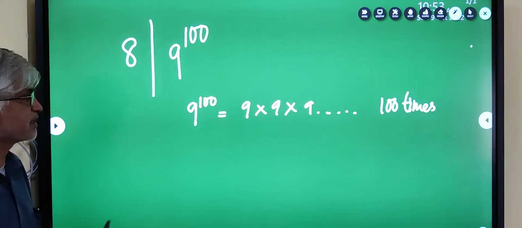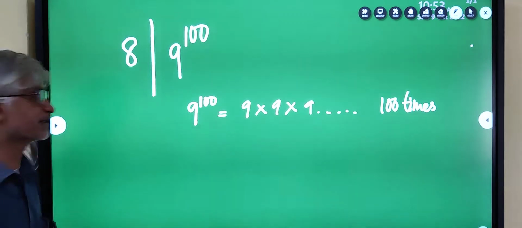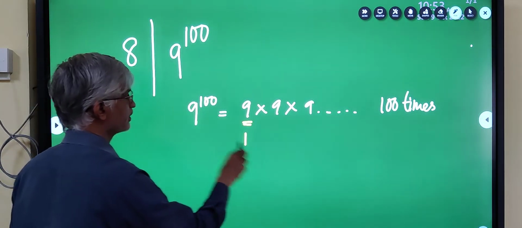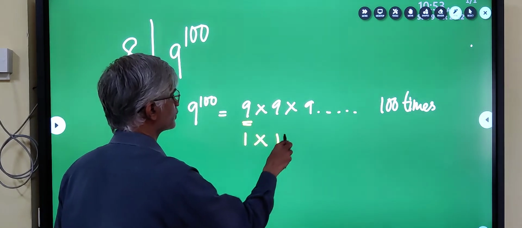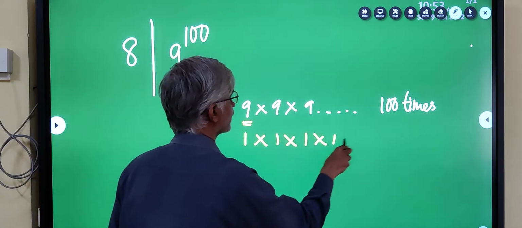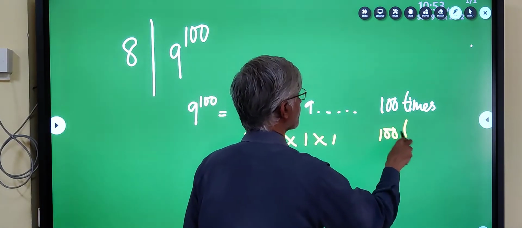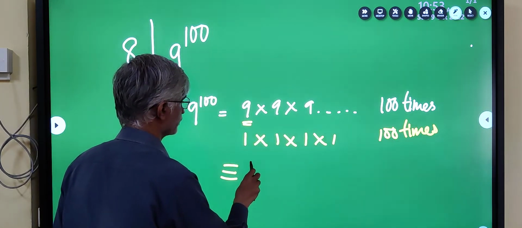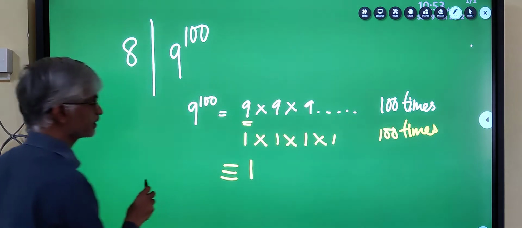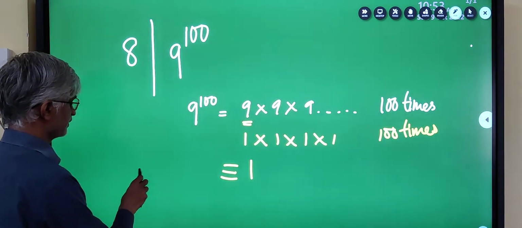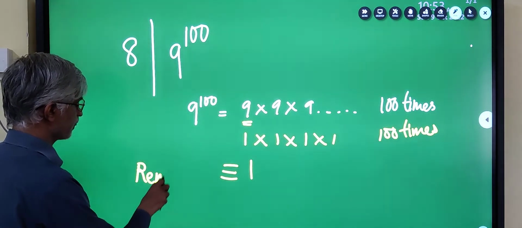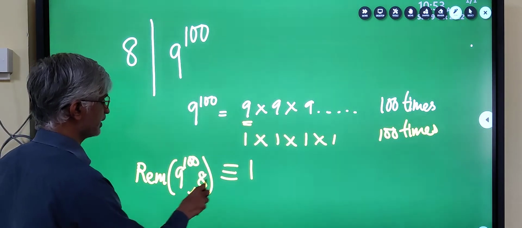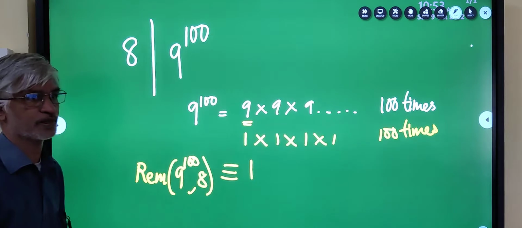Now the theorem says that you can directly multiply the remainders. The remainder of 9 when you divide by 8 is 1. So this is just 1 into 1 into 1, 100 times, and this is then 1. So we conclude that the remainder of 9 raised to 100 when you divide by 8 is 1.